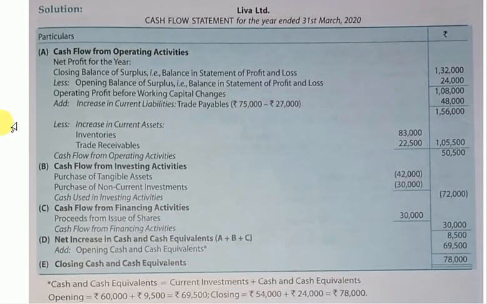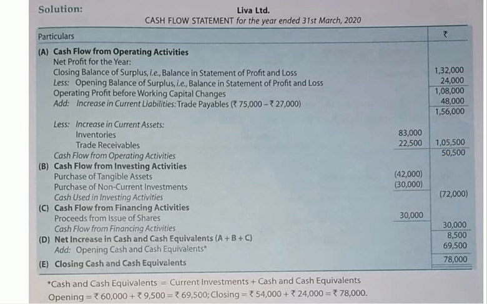Come here. Let's see this point. Less increase in current assets, inventories 83,000, trade receivables 22,500. In fact, both these amounts should be in bracket, just like it is put bracket here, because these are subtracted. So we should put bracket sign here, 83,000 in bracket, 22,500 in bracket, and then finally the total of 83,000 and 22,500, 1,05,000. This should also be in bracket. So bracket is missing in your textbook solution. You should put all these three amounts in bracket because it is a negative figure.